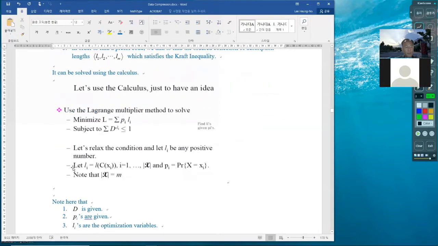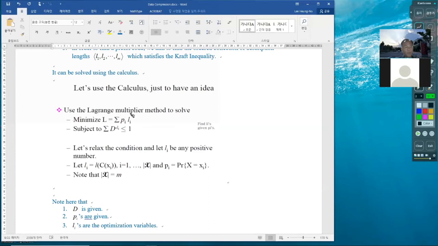The PPT slides that I have prepared for you talk about this procedure. So let us use calculus just to have an idea. Why do I say the phrase just to have an idea? Because I'm going to treat a relaxation idea. The length of each codeword should be integer valued, but I'm going to treat it as a real valued variable. That's what I mean by relaxation.